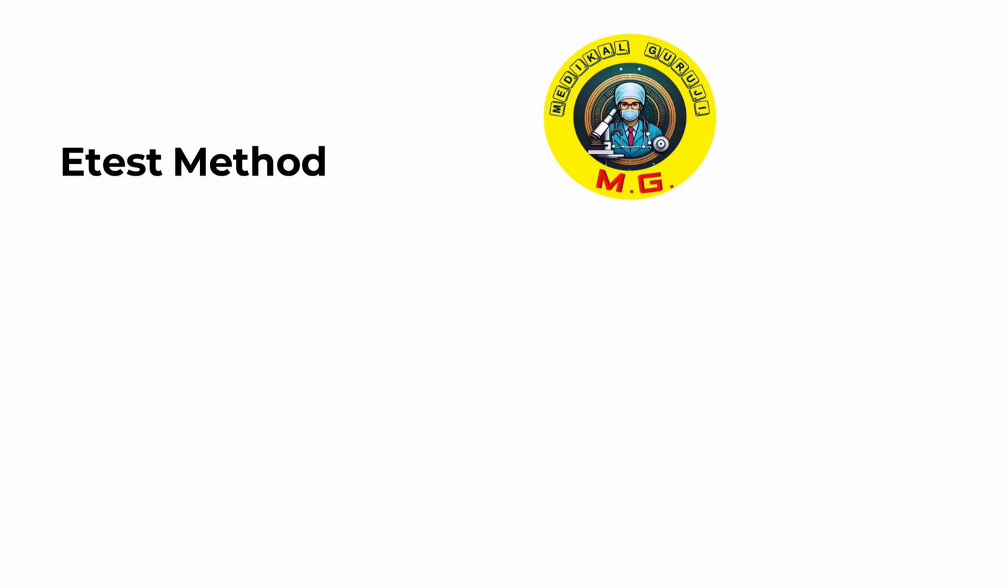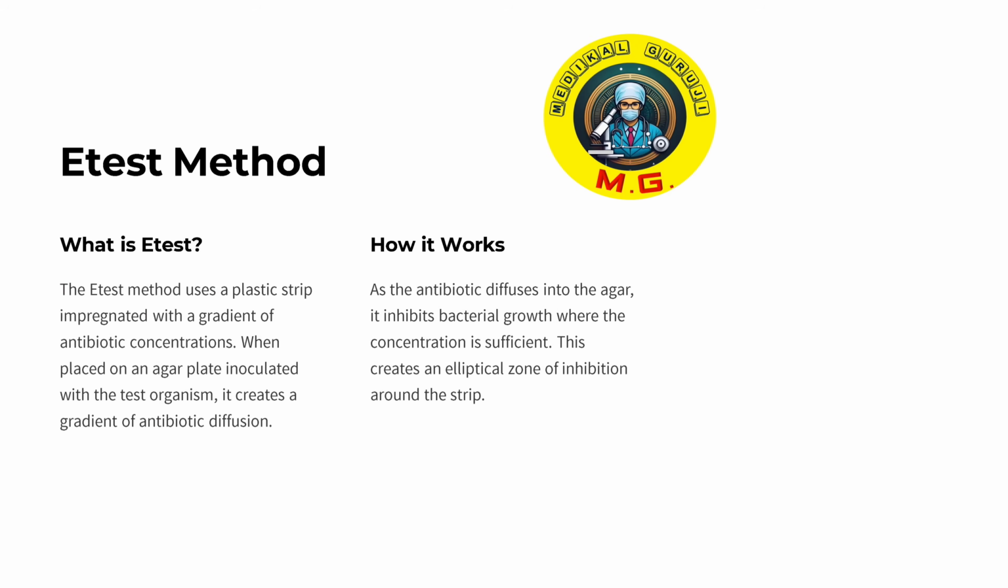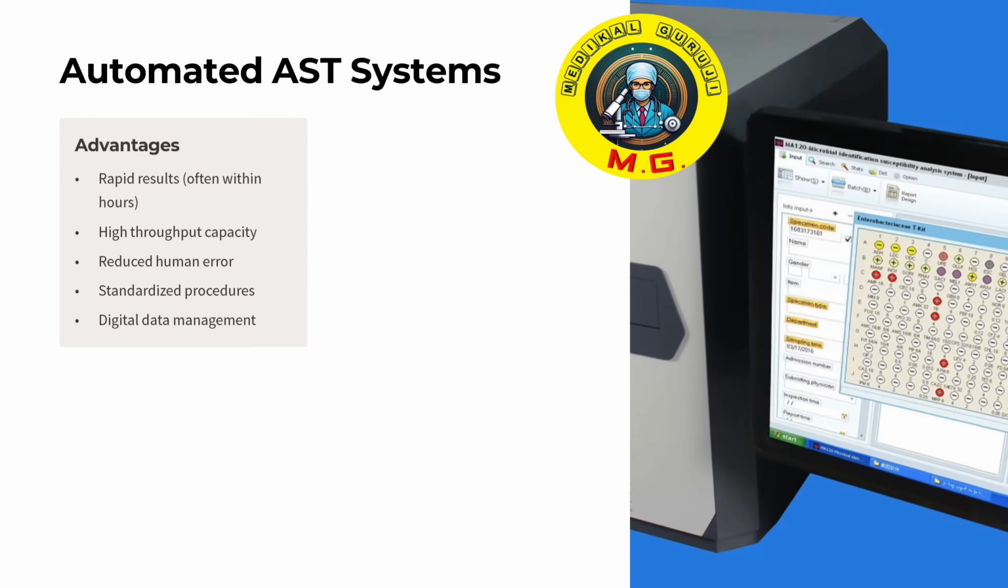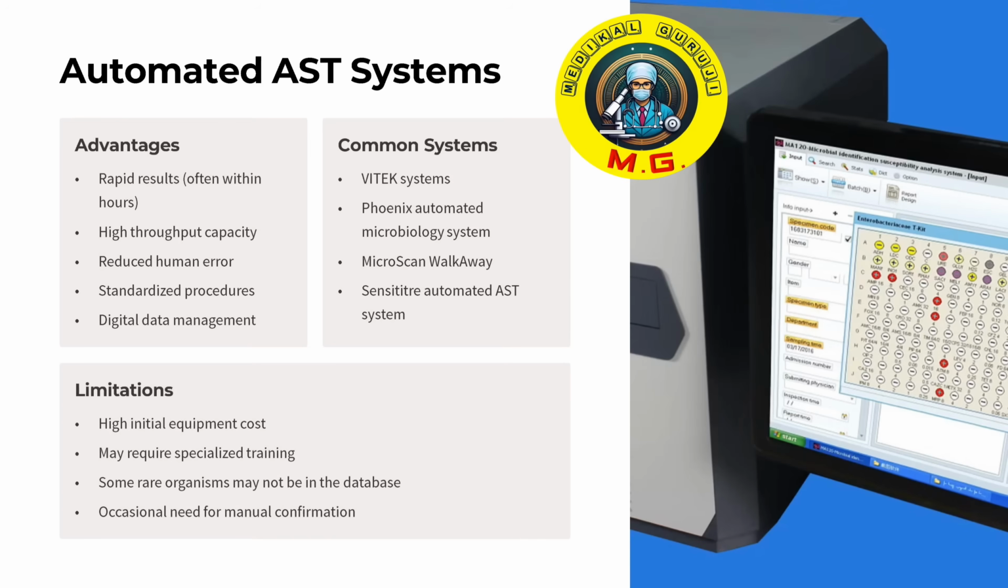This method uses a plastic strip impregnated with a gradient of antibiotic concentrations. The strip is placed on an agar plate inoculated with the test organism, and the MIC is determined by the point where the bacterial growth intersects the strip. Fourth method is automated systems. These systems use advanced technology to perform antibiotic susceptibility testing quickly and accurately. They often combine multiple methods and provide rapid results. For example, Vitek from bioMérieux.